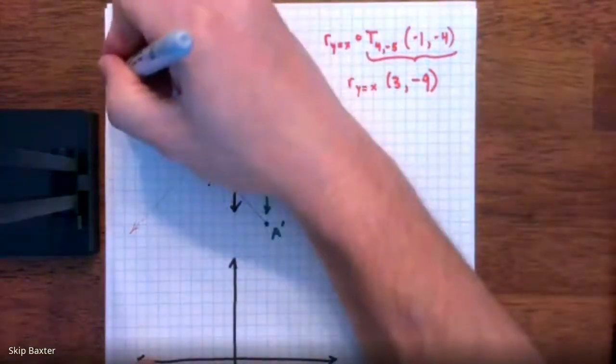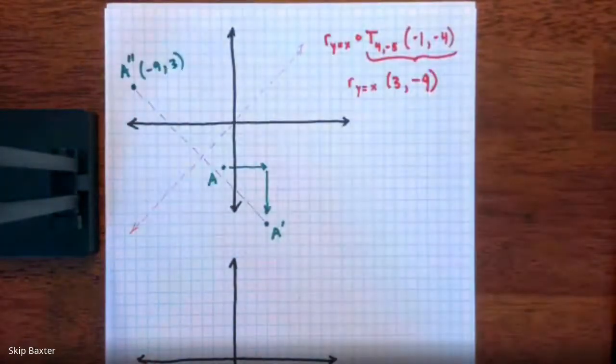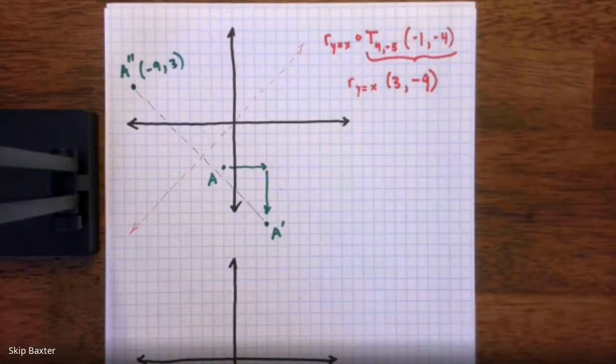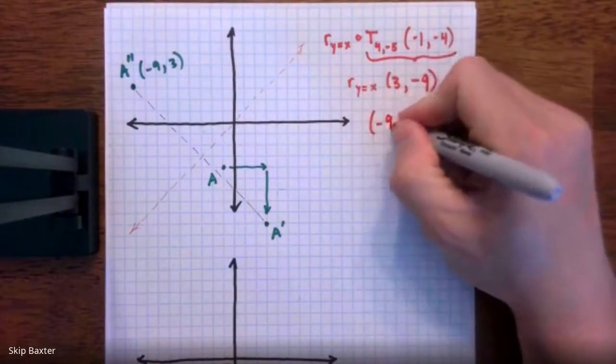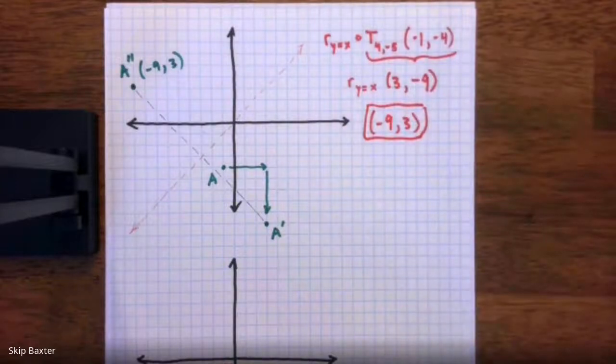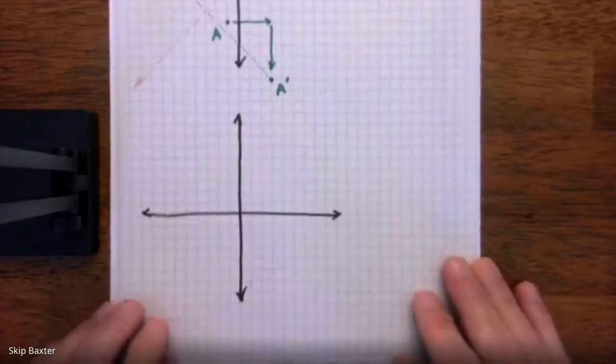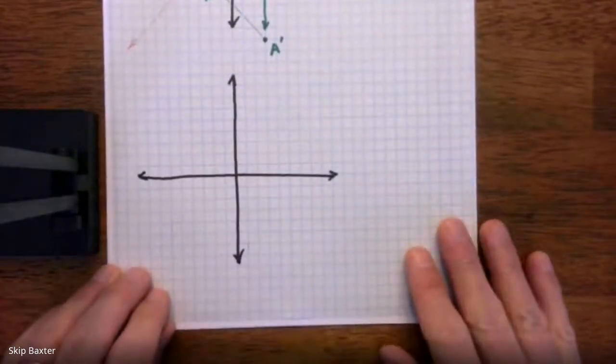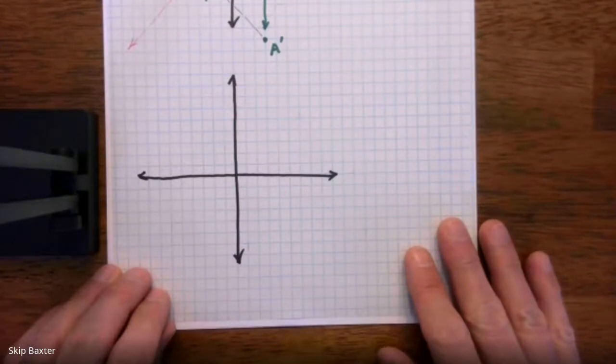This is a double prime, if you want to call it that. But the overall answer is -9, 3. So there's no difference between what we're doing now and what we did before. We're just doing 2 of them at once, in succession. You're going to do it to one point, and then you're going to do something else to its image. Let's try another one.